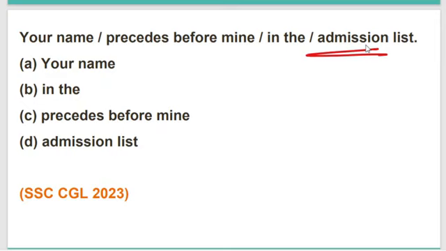So basically in the list, a lot of names are present, amongst which we are talking about a name that precedes before mine. That means your name is before mine. Here it is already given a word precedes. That means before. Preceding again means before.